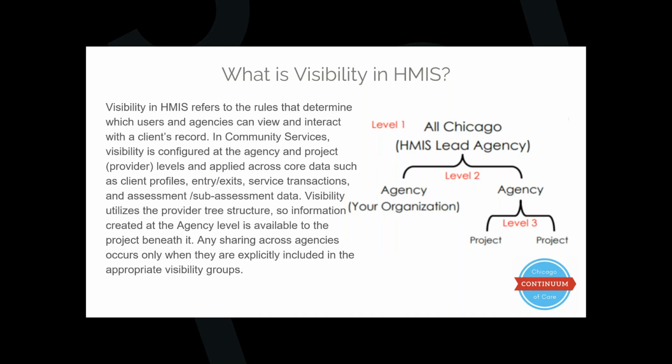So this is the first step of how visibility works: understanding the levels of where the agencies sit and where the users sit in that level and how data is added at that particular level. Again, users sit at level 2, the agency level, so any information entered there flows down into the projects that are created underneath it. Are there any questions before we move forward?